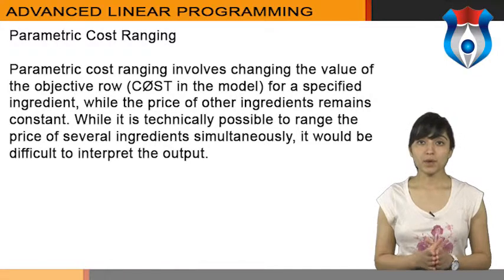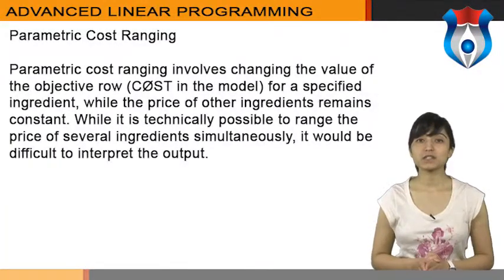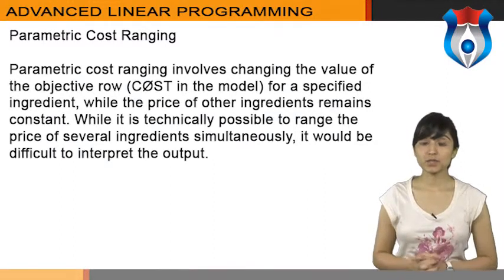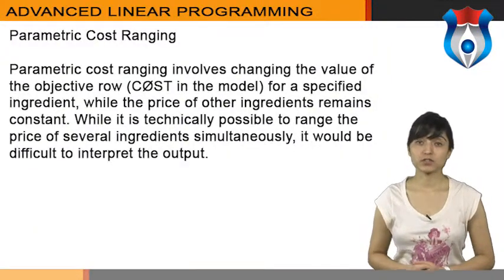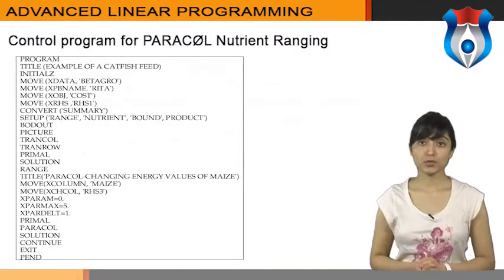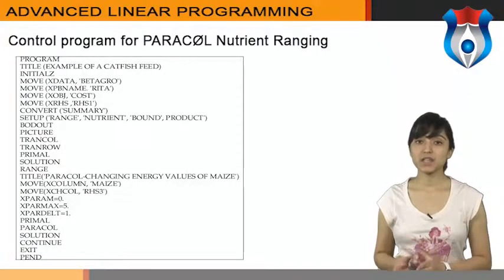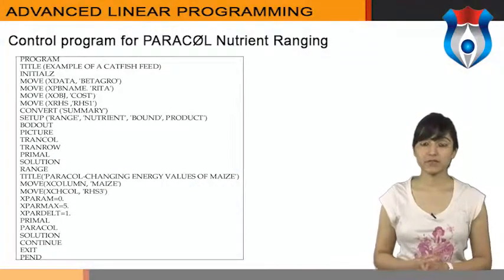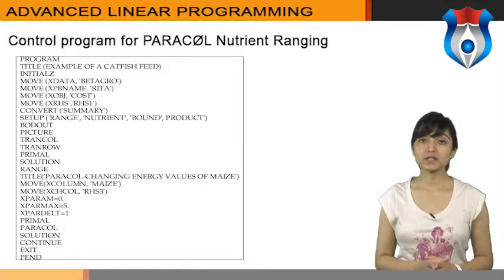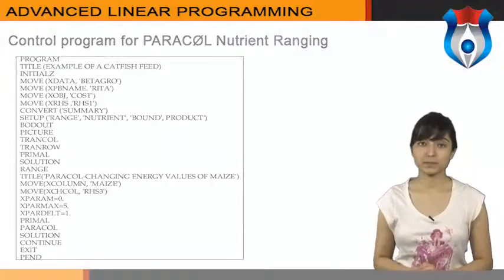Parametric cost ranging. Parametric cost ranging involves changing the value of the objective row cost in the model for a specified ingredient while the price of other ingredients remains constant. While it is technically possible to range the price of several ingredients simultaneously, it would be difficult to interpret the output. The data output or solutions of the para-OBJ program will trace the usage level of the selected ingredient at different cost levels. The usage level will generally be a step-like function rather than a straight line, with the width and height of the steps varying in relation to the competition from other feedstuffs.